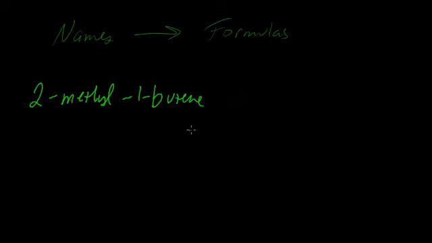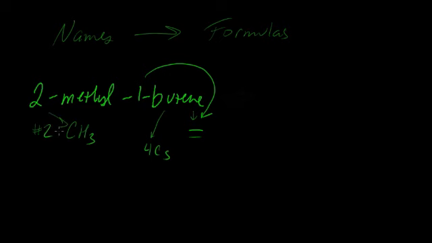Ene. All right, so we have a double bond somewhere. But we have 4 carbons, and the 1 is the number of the carbon where the double bond is. We have a methyl group. Methyl is the CH3 group, and it is on number 2. Well, butene, 4 C's.